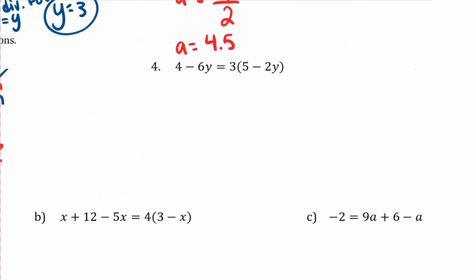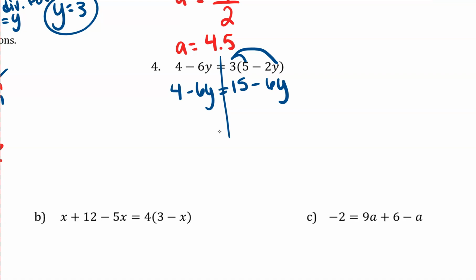So on number 4, look at the left side of the equation. Is there anything you can simplify there? Can you combine those? No, you cannot, because this doesn't have a y on it and this one does. Look at the right side. Anything you can simplify? Yes, you can distribute. So we'll have 15 minus 3 times 2 is 6y. So we have 4 minus 6y and 15 minus 6y.